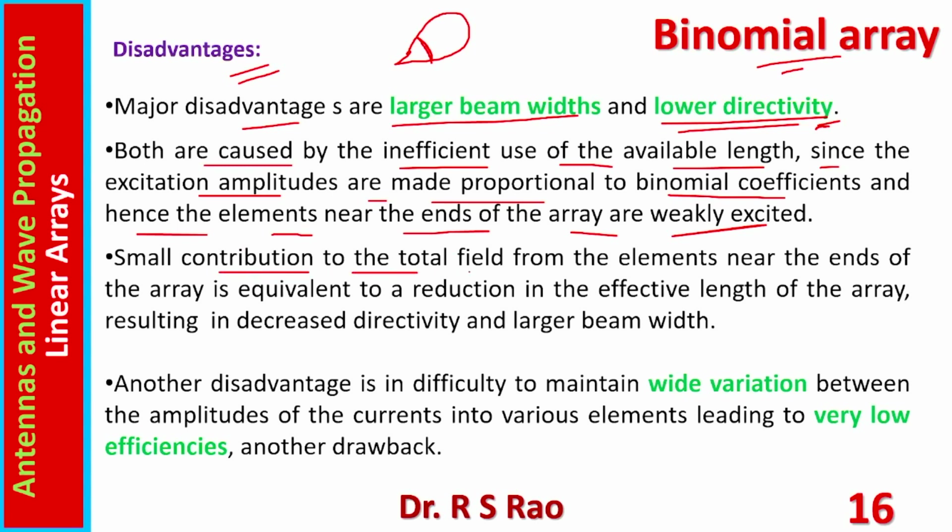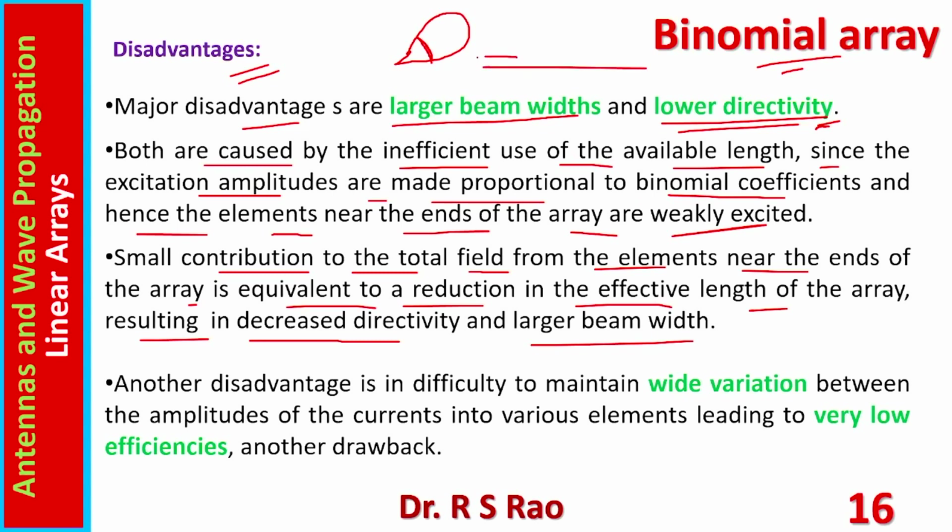Small contribution to the total field from the elements near the ends of the array is equivalent to a reduction in the effective length of the array, resulting in a decreased directivity and larger beamwidth. What he is telling is, this is the array.